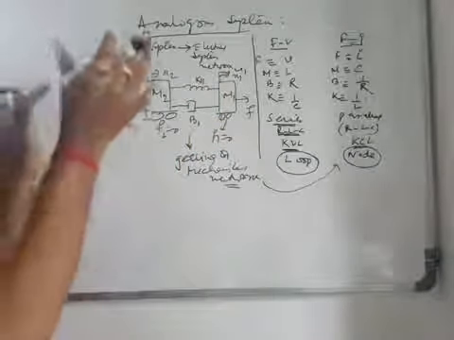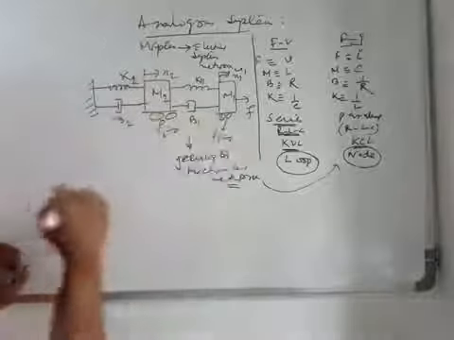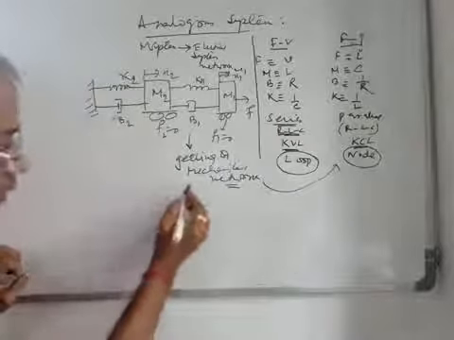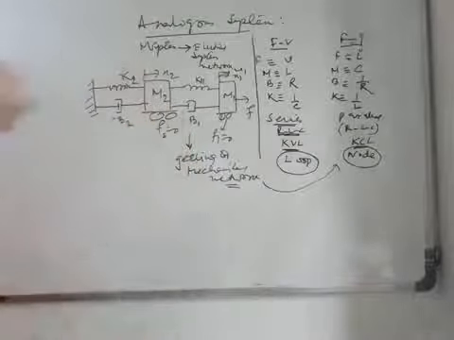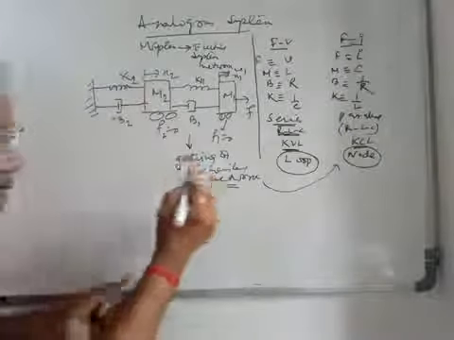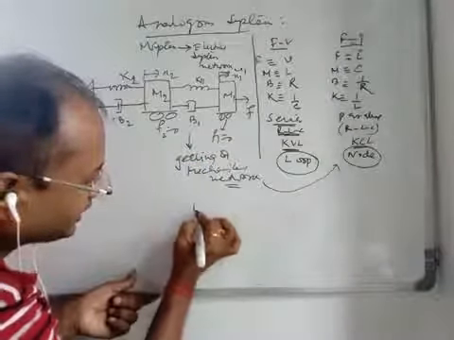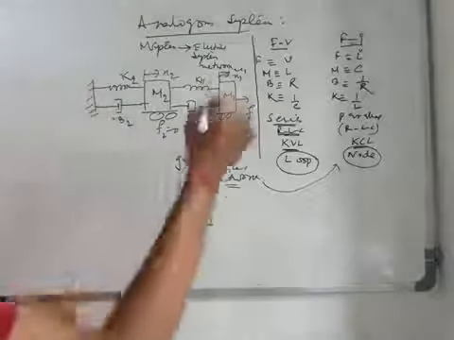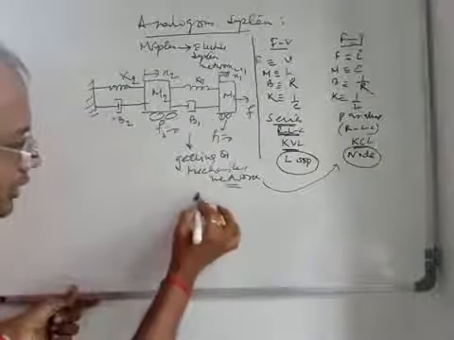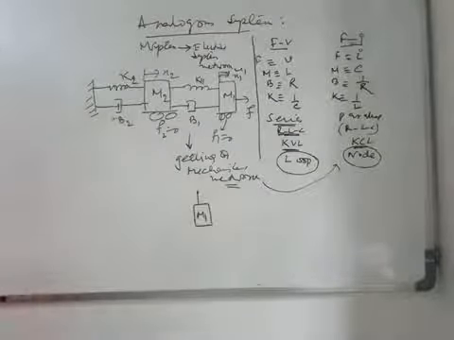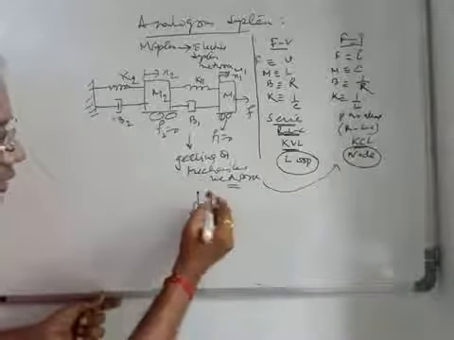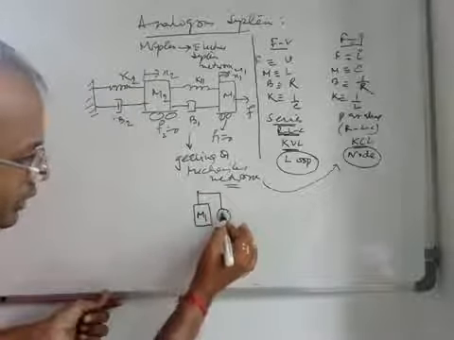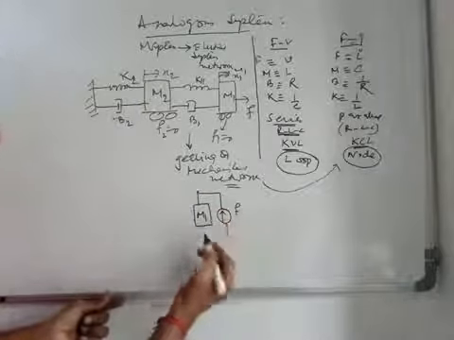So how can the mechanical network corresponding to that be drawn? First of all, consider this mass m1. So m1, you can write it like this. This is one terminal, and one terminal is free. Here you see this is your force.